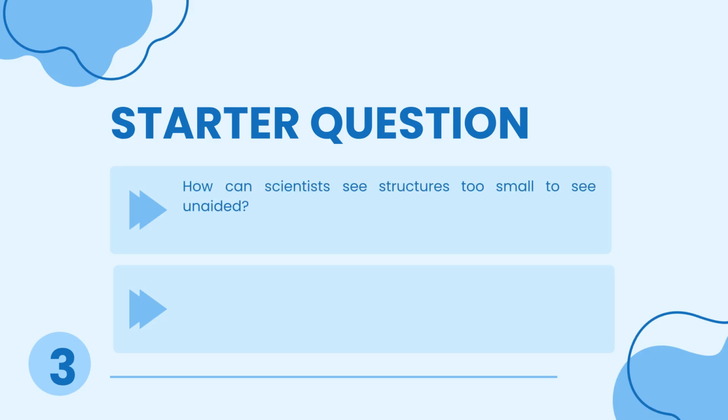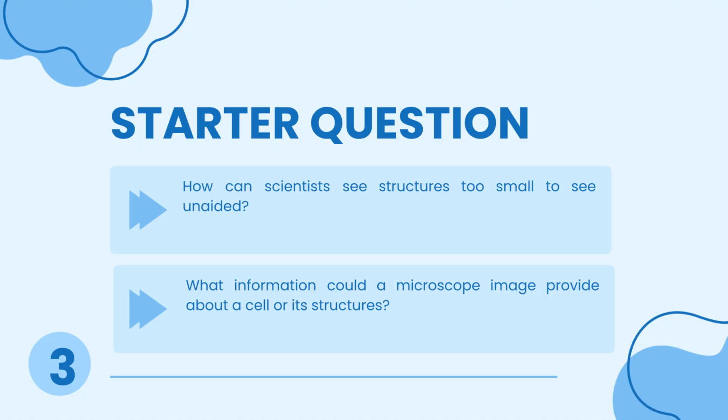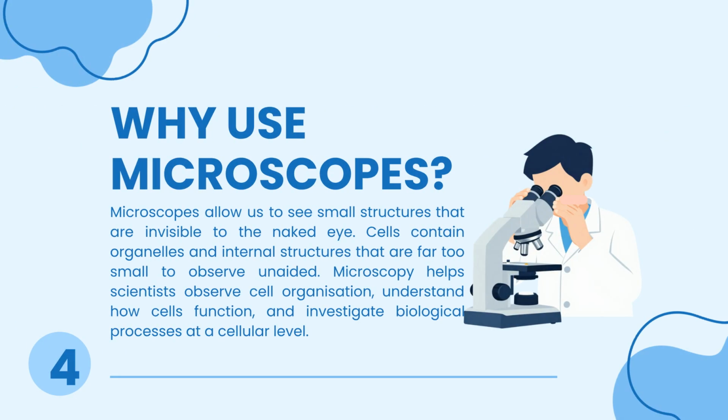How do scientists view structures too small to be seen with the naked eye? And what information can a microscope provide about cells? Microscopes are essential for viewing structures invisible to the eye. They help scientists understand cell organization, function, and biological processes at the cellular level.